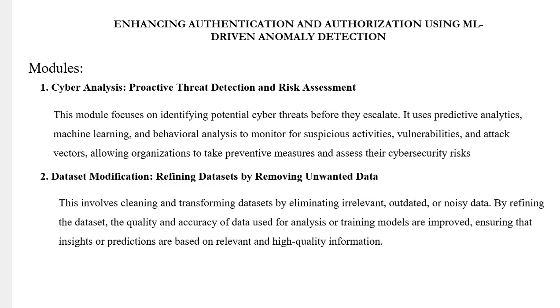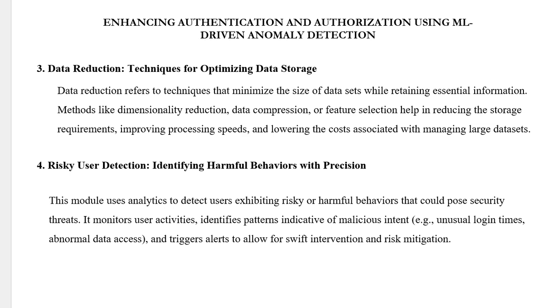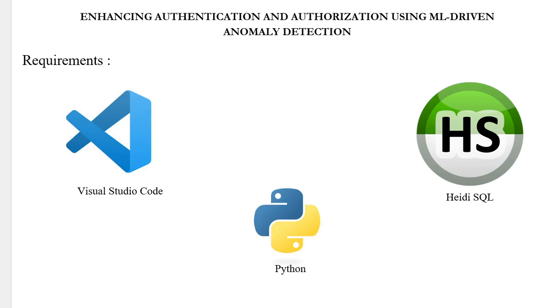Then the next slide denotes the other two modules. Data reduction, where we reduce the data size using feature selection and compression, which makes the system faster and more efficient. Risky user detection is the last module of the framework. Here, we track unusual user activity like late-night logins, high data downloads, etc., and flag such behaviors for immediate review.